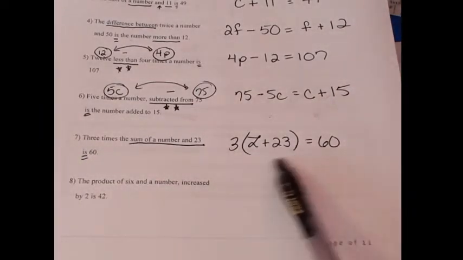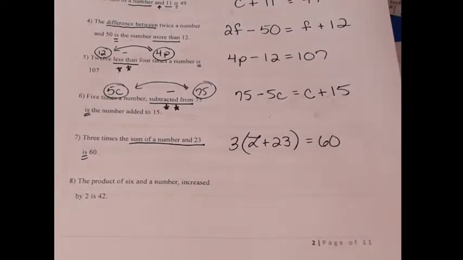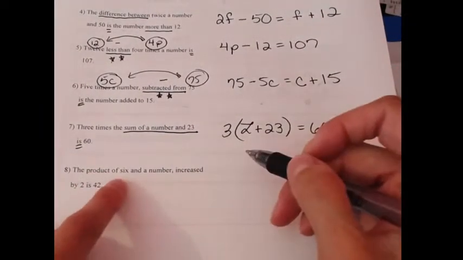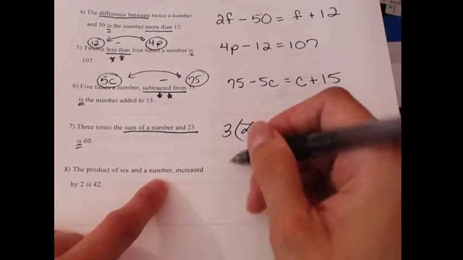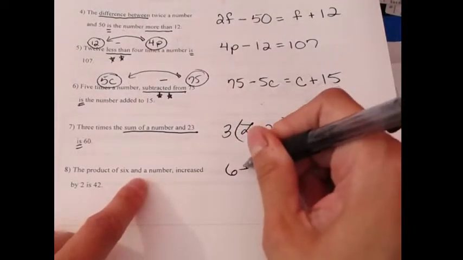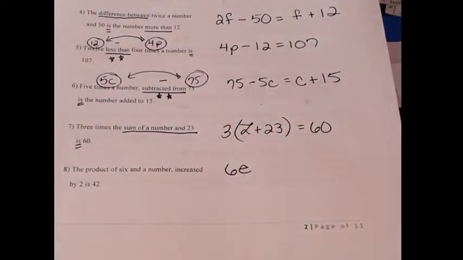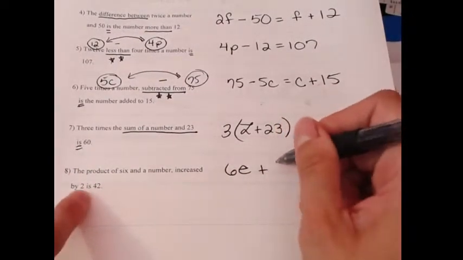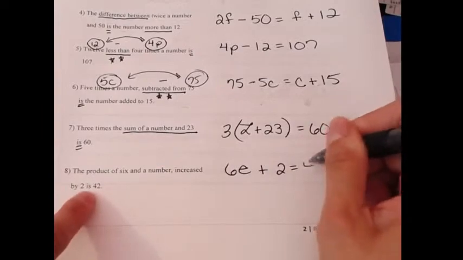I almost never see this kind of response immediately. So like I said, you are all doing amazing. For number 8, the product of 6 and a number. So the product of 6 and a number, we can use 6e. Let's do that because we haven't seen e yet. So the product of 6 and a number increased by 2 is 42.